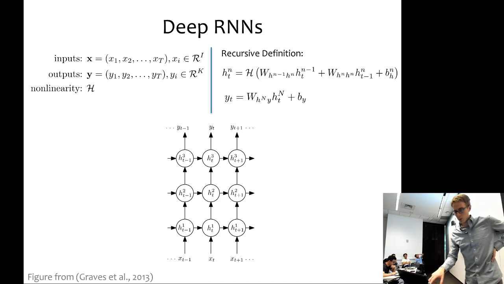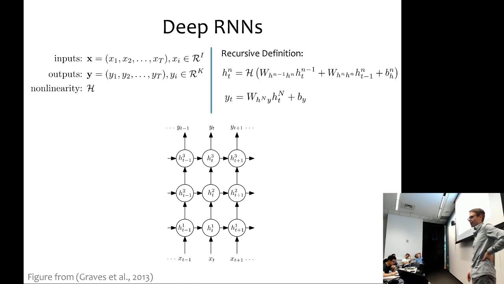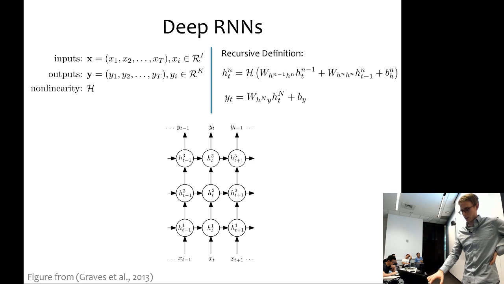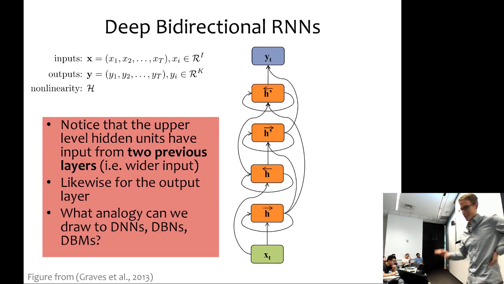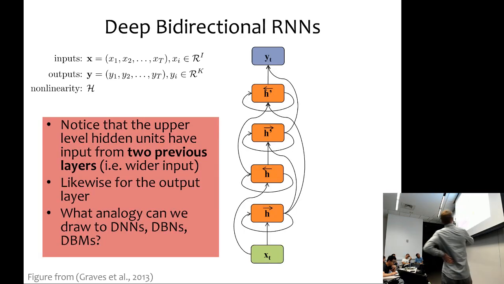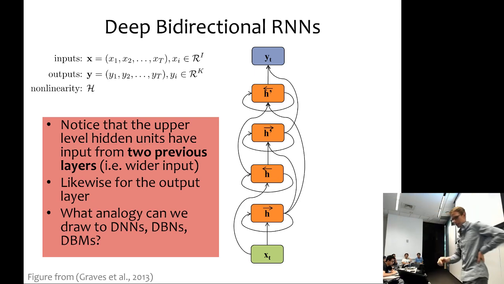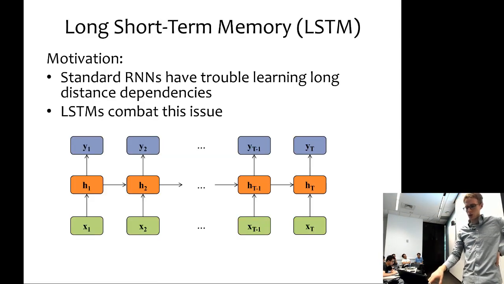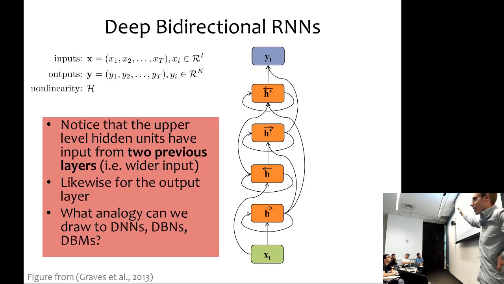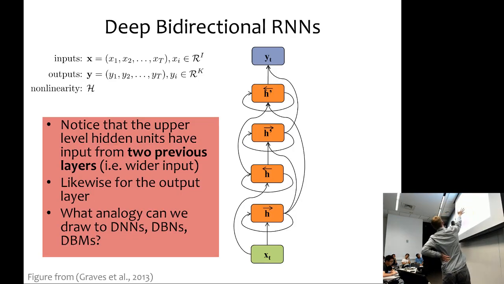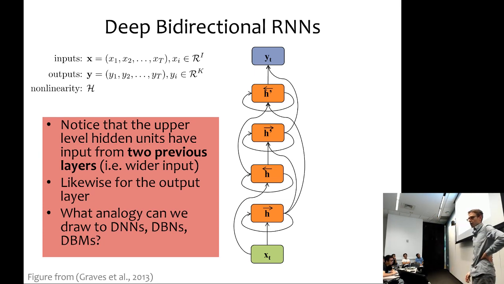Okay, so we can take this a step further and we can come up with deep recurrent neural networks, which are just going to repeat this idea, but in many more layers. Right, so now the upper layers can have input from, say, the two previous layers. And so we could then unroll this through time to get a many-layered recurrent neural network.